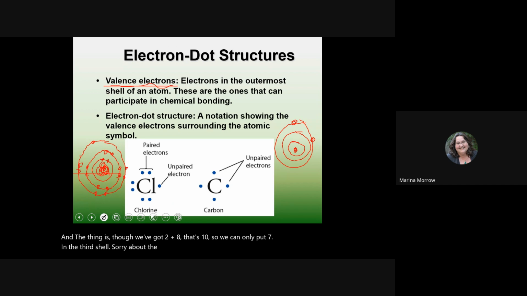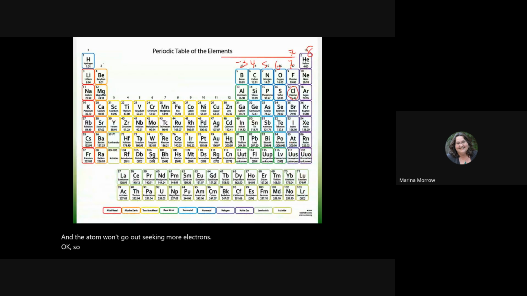Okay, so we've only got 7, which means that we're missing one. So chlorine wants to have 8, and its outer shell only has 7. Once it has 8, all these shells are nicely filled up. It's got good balance, and the atom won't go out seeking more electrons. Okay, so chlorine, another thing is that the row corresponds to the number of shells. So chlorine has 3 shells.